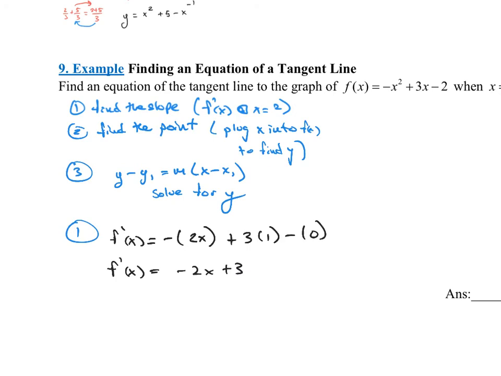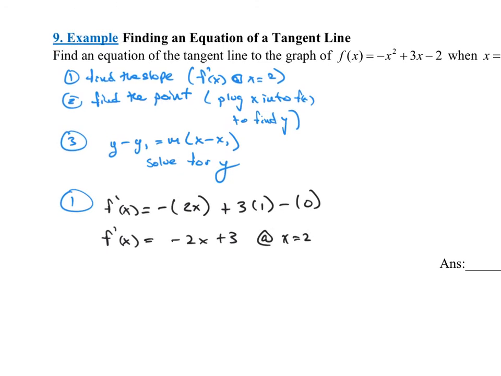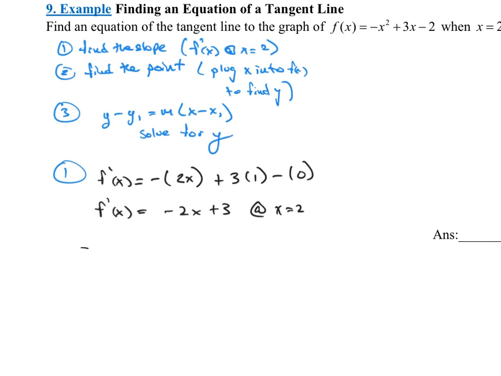value. Well, what do we care about? We care about when x equals 2. So when x equals 2, what would I have? The derivative evaluated at 2 would be negative 2 times 2 plus 3. That's negative 4 plus 3, that's negative 1. So what were we able to just find? We were able to find the slope of our graph.